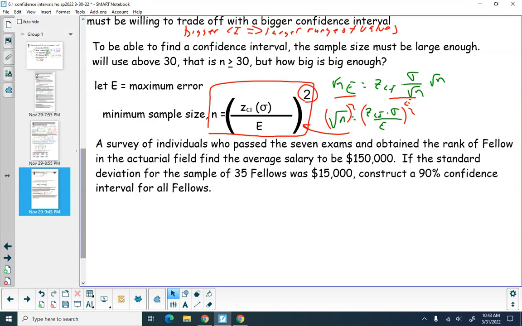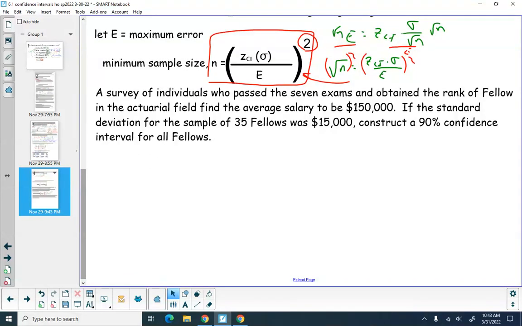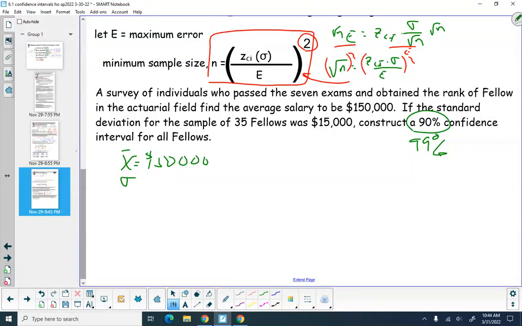Okay, so there's money sitting there if you like mathematics and want to do stuff like this. We're going to take a look at, let's change this to 99. We haven't done the 99%. Actuary field, the average salary $150,000, standard deviation $15,000. We have a sample size of 35. We want a 99% confidence interval.